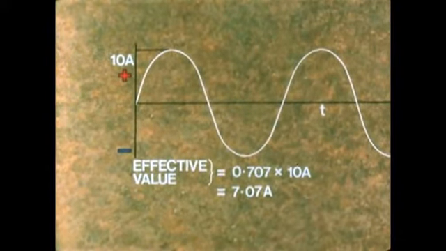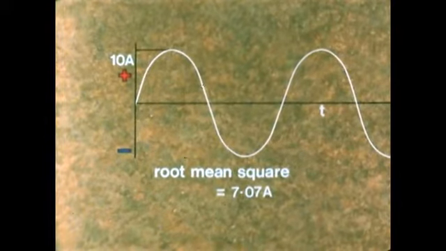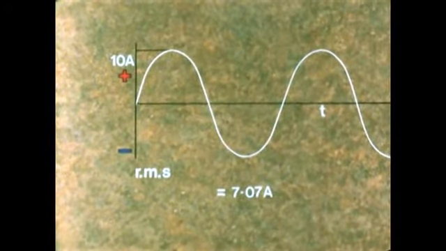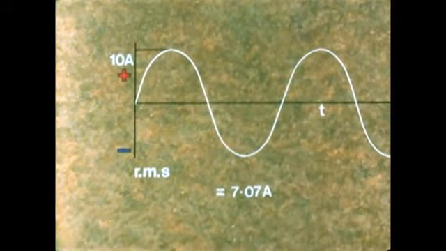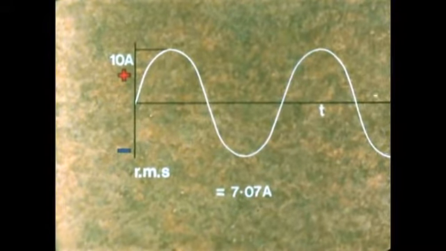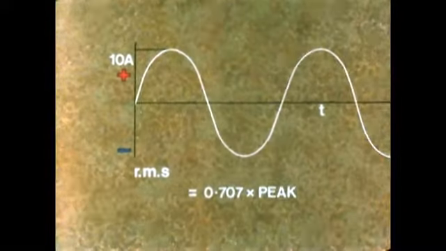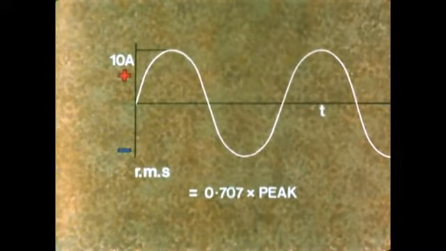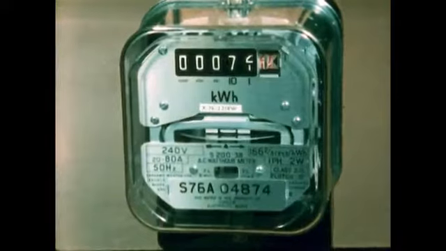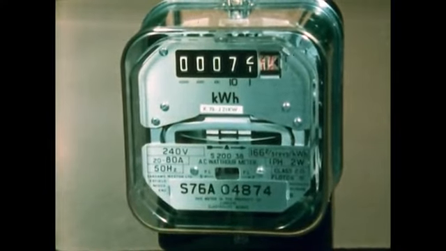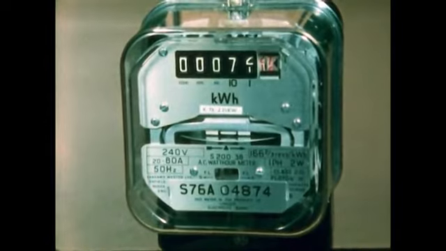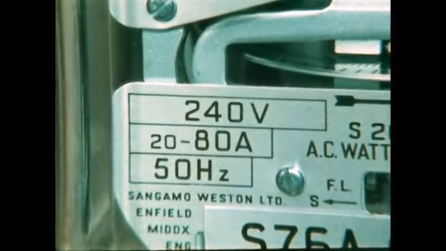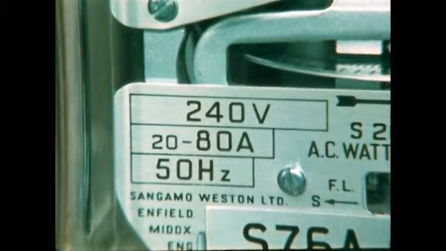The effective value of an AC is called the root mean square value, or RMS value. So the RMS value equals 0.707 times peak value. When alternating currents of voltage are specified, it's always the RMS value. For example, the household voltage of 240 volts is the RMS value. The peak voltage is in fact nearly 340 volts.